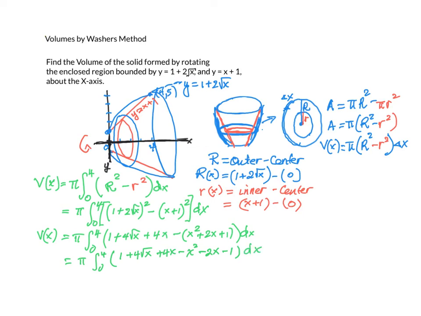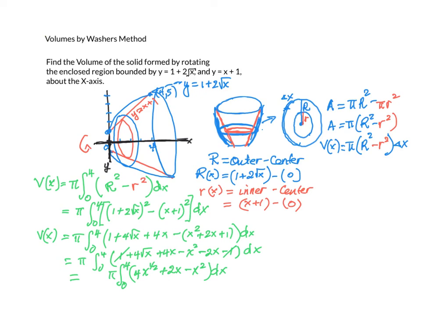And I see 1 minus 1 becomes 0. And I have here 4x to the 1/2. Square root of x is x to the 1/2. And 4x minus 2x is just 2x, minus x squared, times dx. And let's put that integrate from 0 to 4. Leave the pi outside, and that is our simplified function.